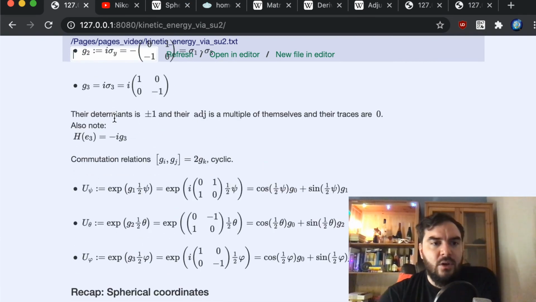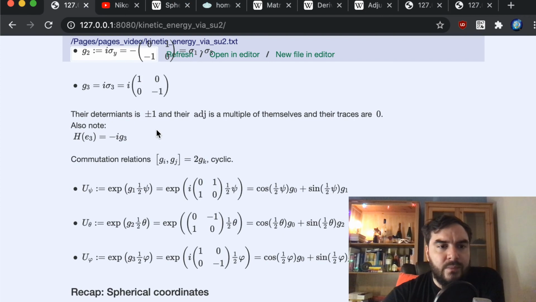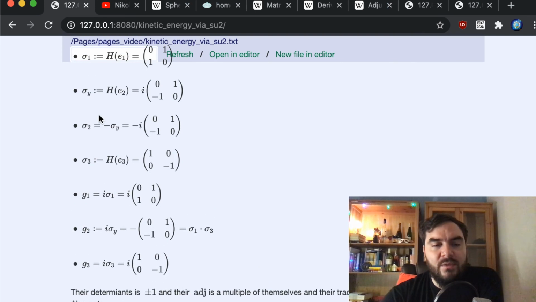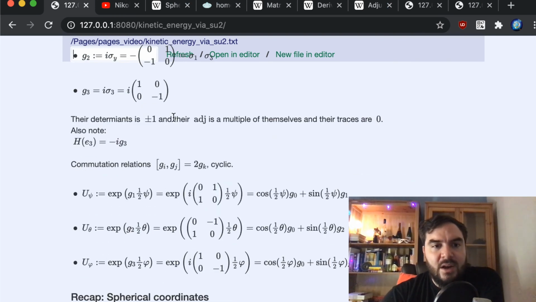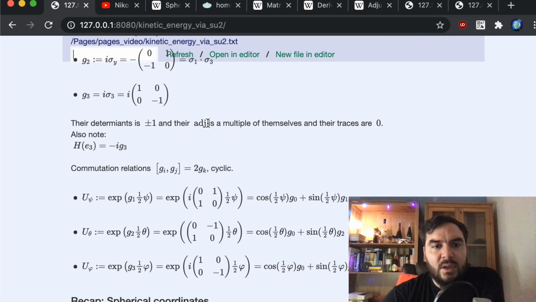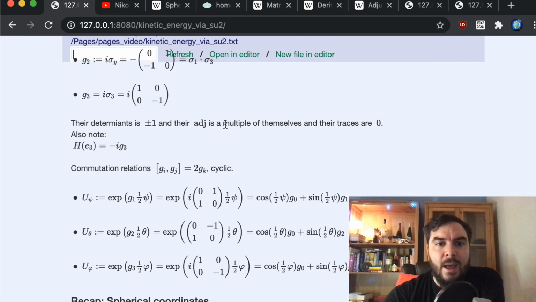Okay, so facts, more and more facts. The determinants of those are all very simple, plus minus 1. You can do the calculation yourself. As I argued, the adjunct of those is very simple to compute, because for 2x2 matrices you just flip around and change some signs and so on and so forth.